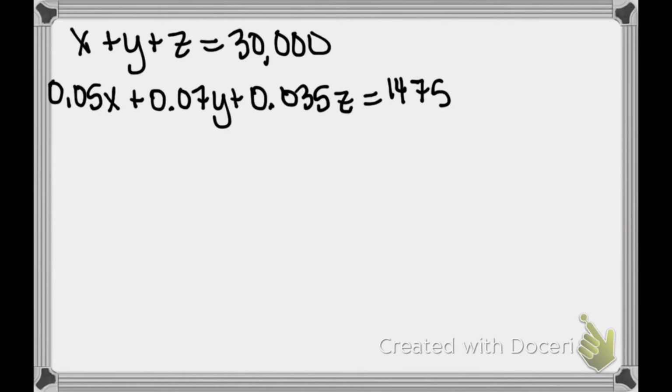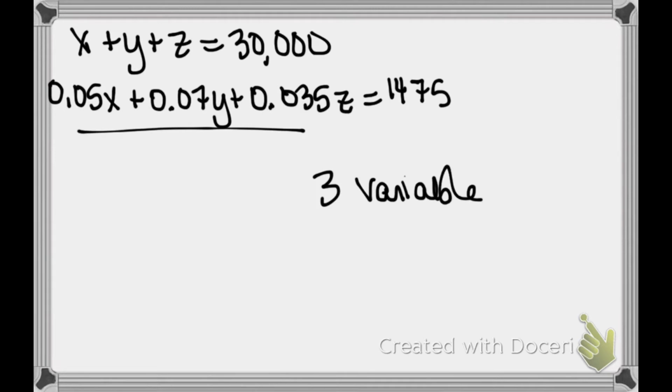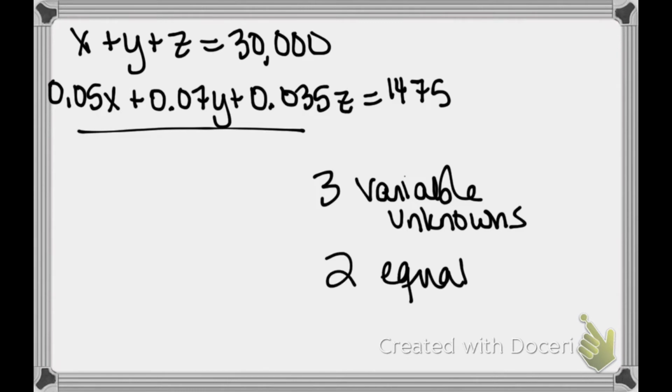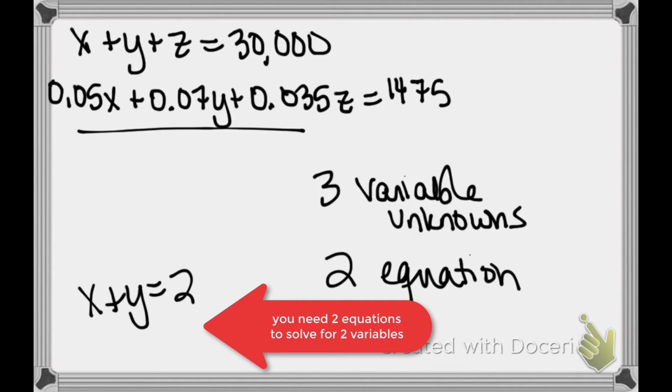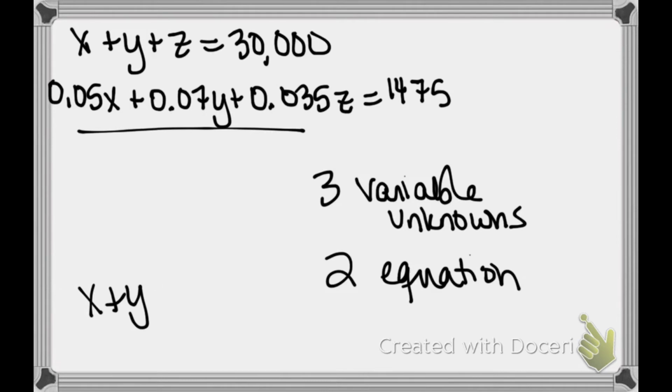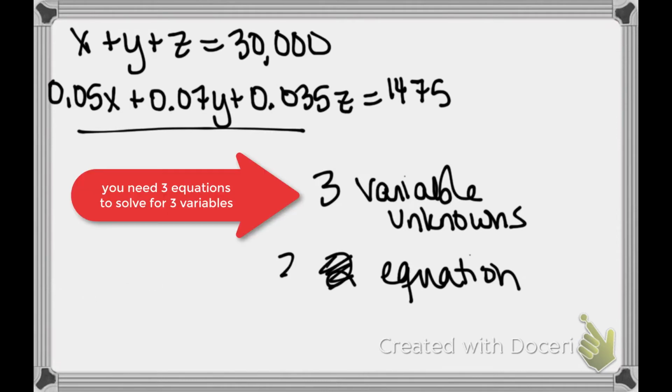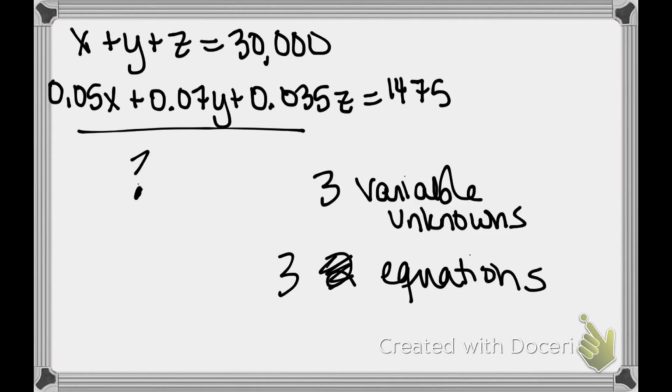Okay, so I've written them down, but what's going on here is I have three variables or three unknowns, and I only have two equations. And if I want to solve this, then just like you can't have one equation with two variables like x plus y equals 2, if you have two variables, you need two equations. Well, if you have three variables, you need three equations. So we're missing one equation here. So let me go back to our original question and try and find it.